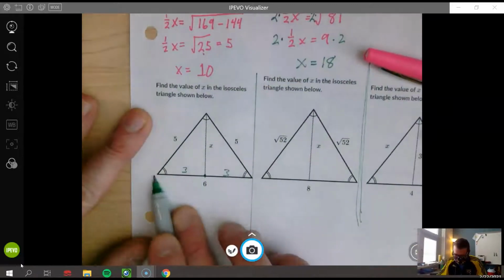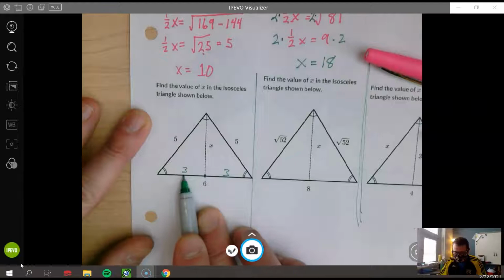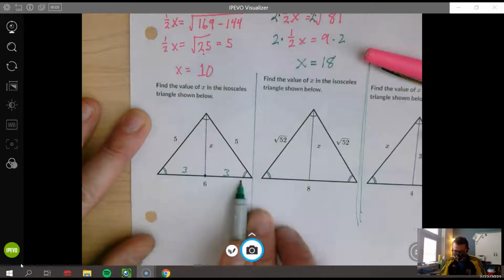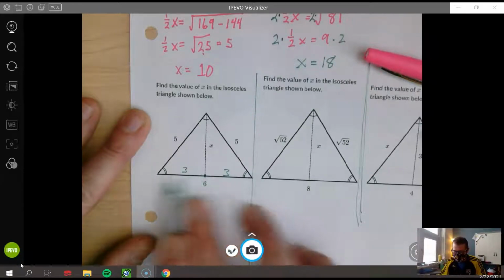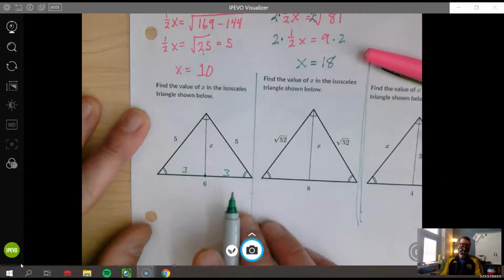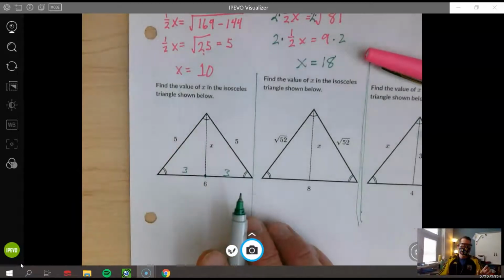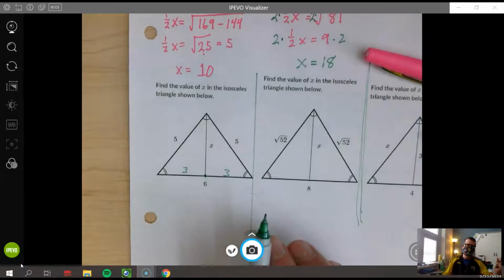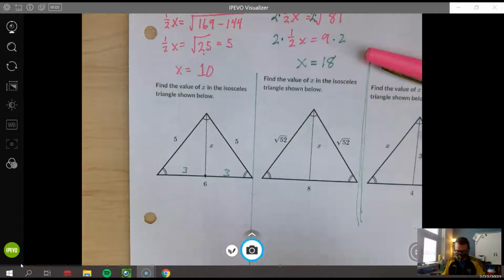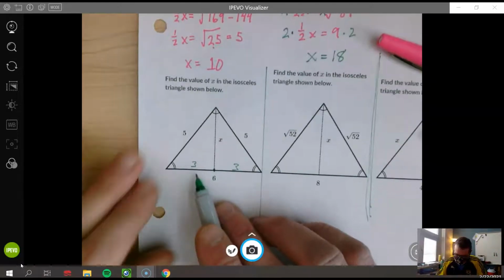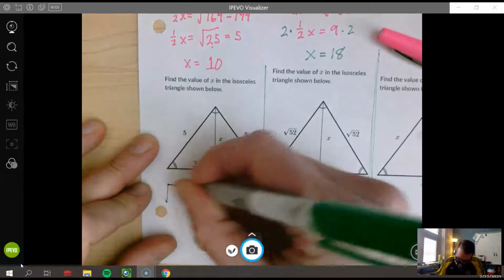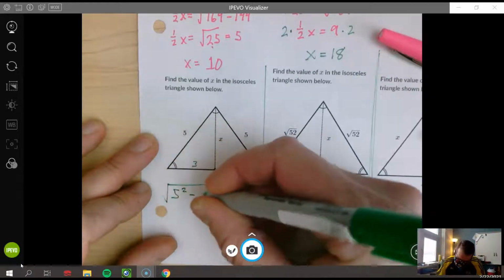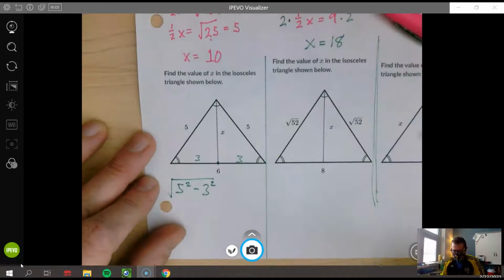You have to notate that this leg is not 6, it is 3. This leg is not 6. The whole base is 6. The leg is 3. By the way, when I kept saying side, side's a bad word. Edge or leg or hypotenuse, right? Give it a better name. Edge tells us it's the edge of a shape, but leg is even more specific. Leg and hypotenuse are the parts of a triangle, right? Legs and hypotenuses. So, what we actually have is the square root of 5 squared minus 3 squared.